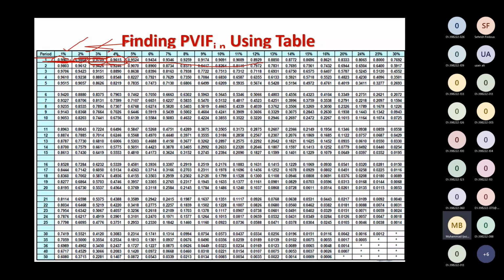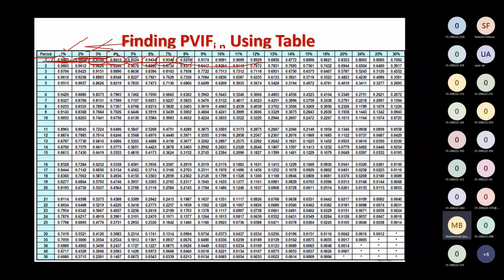For 5%, it's 0.95. For 6%, it is 0.94. For 7%, it is 0.93. So it is reducing continuously. And in case of the future value interest factor, this value was increasing with the increasing percentage.